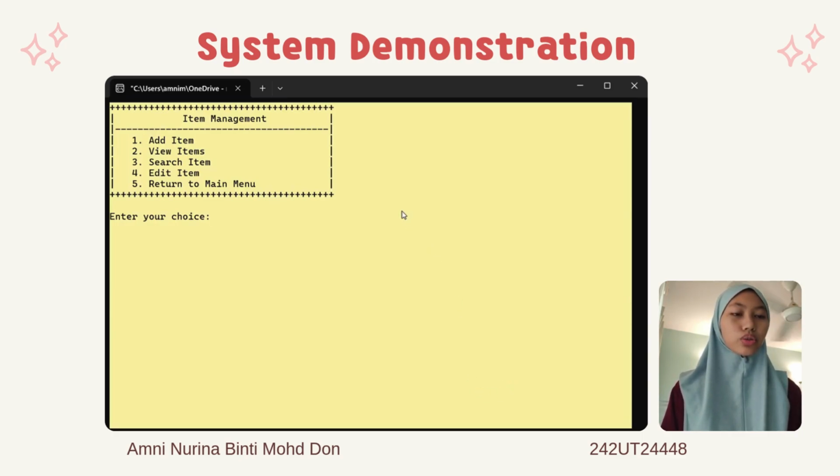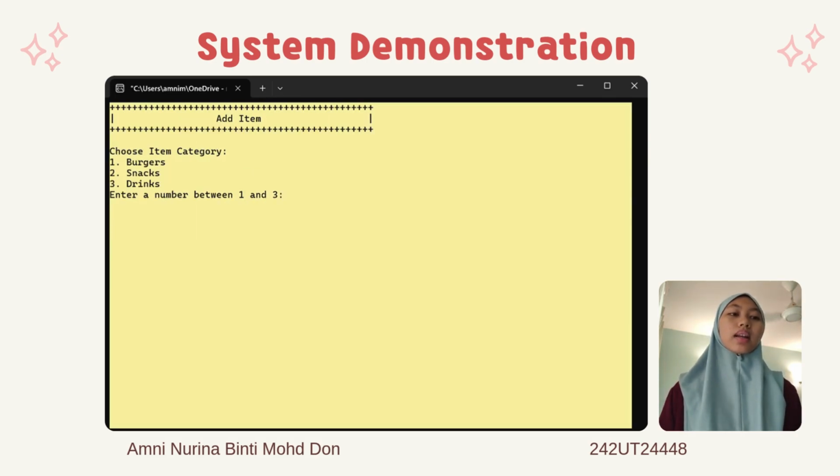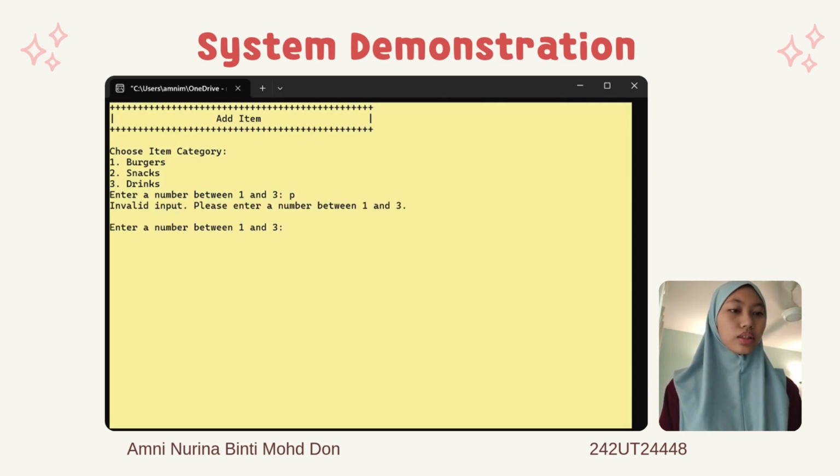So now I want to add item. Now I'm in the add item feature. The first thing that I have to do is to choose the item category, whether it is a burger, snack, or drink. If I put an input that is not part of the list, an error will appear. So I want to add a drink. I'll choose the drink category, which is number 3.